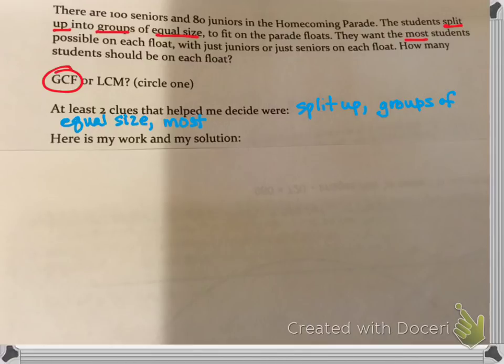So let's get back to the matter at hand. Let's do our two numbers. Let's see, we have 100 seniors and we have 80 juniors. So again, I'm going to use the factor ladder. I just really like that method. And let's find something they both have in common. Well, they both end in a 0, so 10 will come out. And that's going to give me 100 divided by 10 is 10, and 80 divided by 10 is 8.